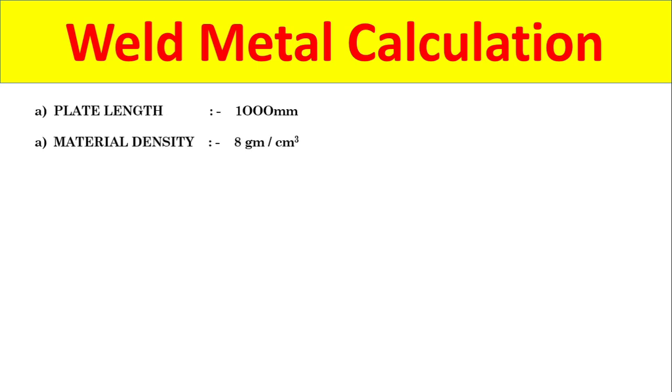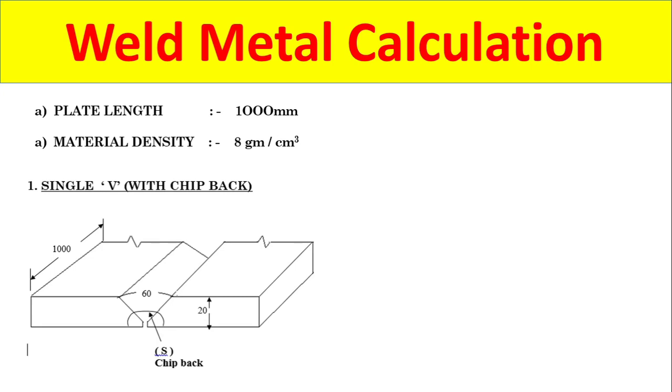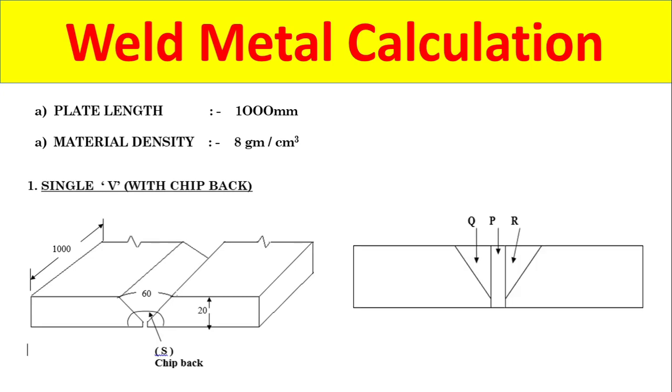First, understand the plate length is 1000 mm, that is 1 meter, and the material density is 8 gram per centimeter cube. So these are your given details. After that, you have to do your single V, double V. What are the requirements? You can see here the single V with chip bag. There are three segments mentioned: Q, P, and R.